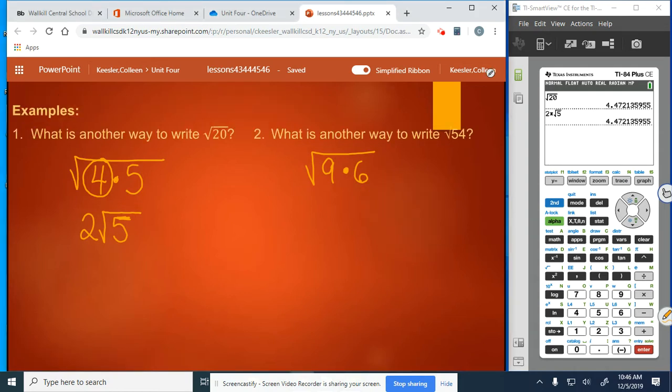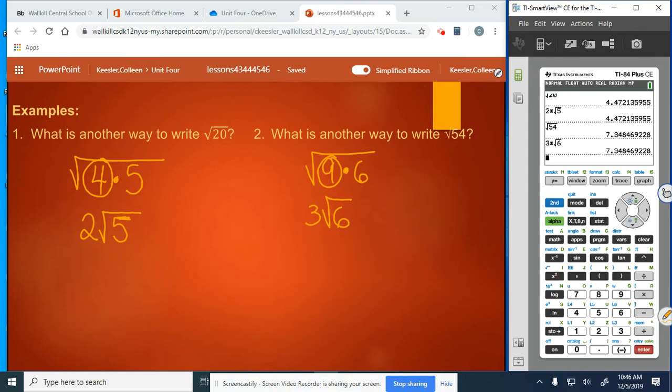Then the square root of 9 is 3, so I can take that outside the radical, and I leave the 6. And again, I could check my answer if I wanted to. If I do square root 54, I get 7.3484692228. And if I do 3 times the square root of 6, I get that same exact answer, which means I most likely did it the correct way.